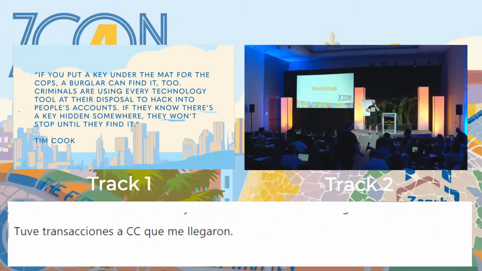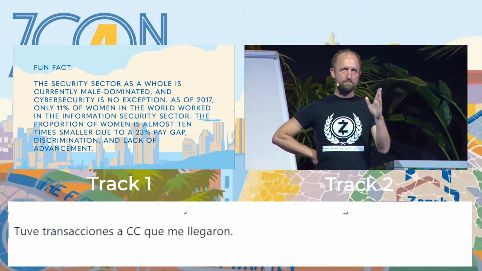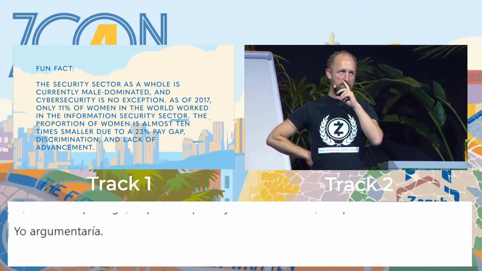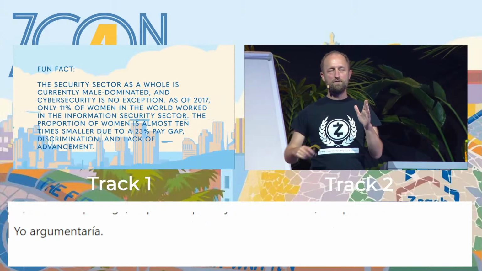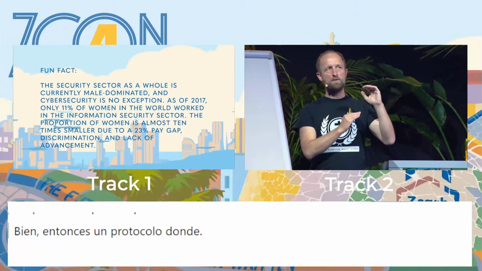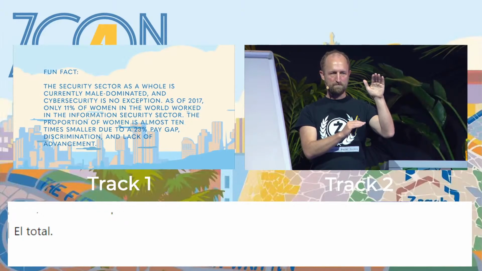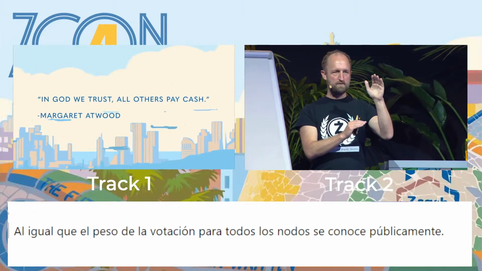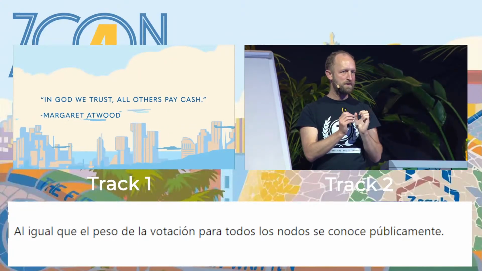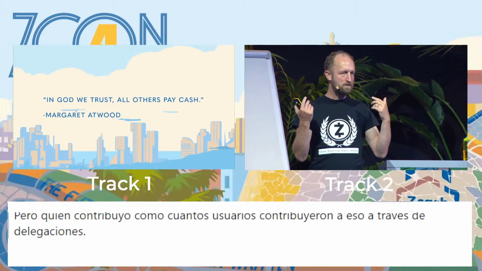Yeah, so that's what I'm saying, there might be a continuum. So maybe I would argue a protocol where the total voting weight for all of the nodes is known publicly, but how many users contributed to that through delegations or things of that nature could be private. That might be an ideal in my mind.